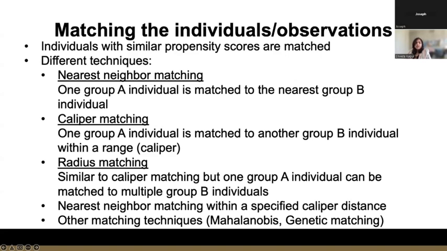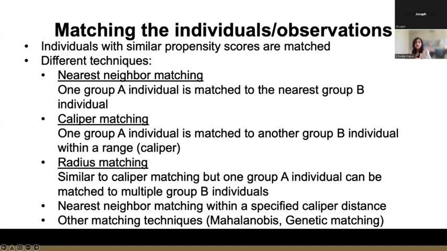Next step in propensity score matching is matching the individuals or matching the observations. So basically, we have calculated the propensity scores, and next we match the individuals in each group using these scores. Now, there are different techniques for propensity score matching. I will briefly go through all of these. It's a vast area in itself trying to figure out the right techniques, but I'll just touch upon all of these just so you're aware of them.